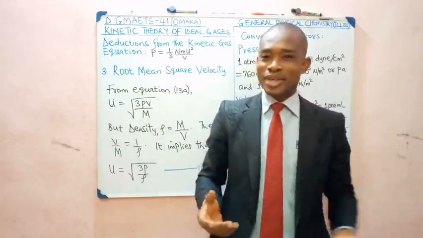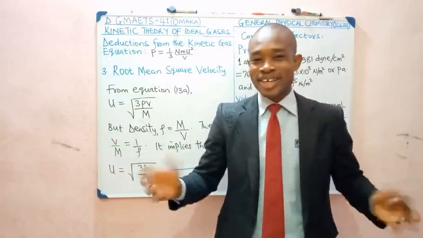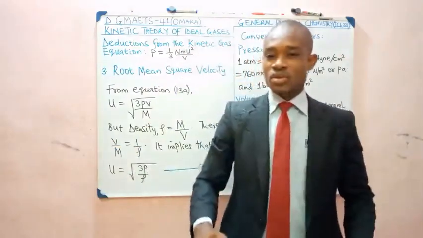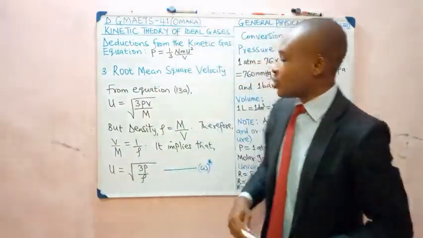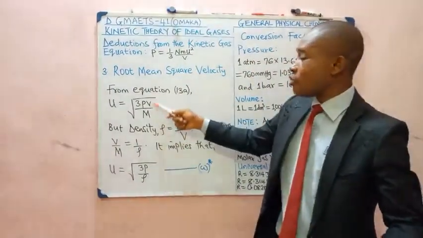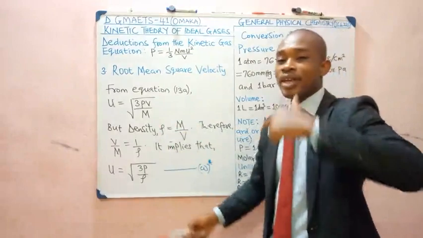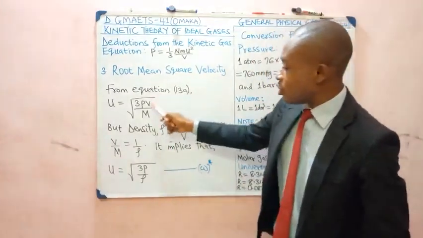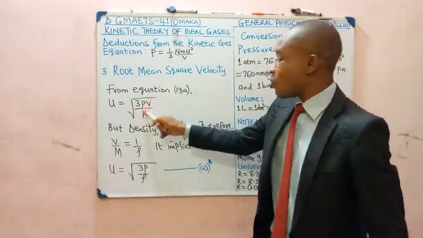So whether it's called molecular weight or whatever, we are still referring to mass. Take note of that. Now we know that density is equal to mass over volume. So if in this equation we now have volume over mass, it's simply the inverse of density, that is 1 over density. Therefore, in place of volume over mass, I can substitute 1 over density.